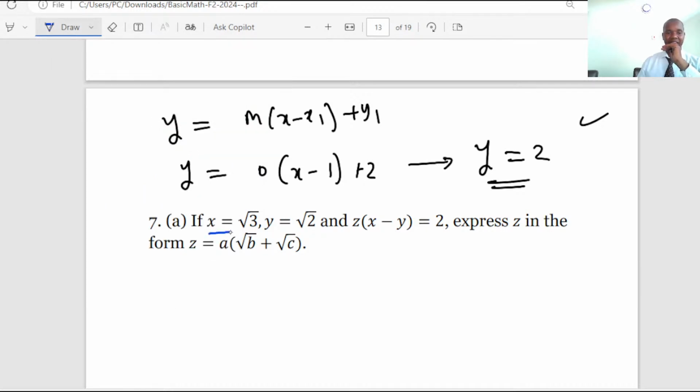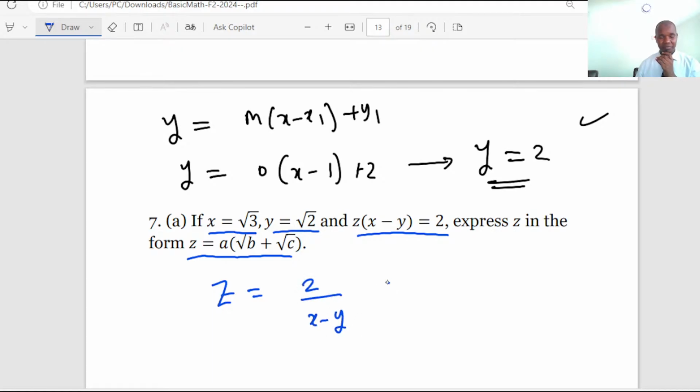We were given x equals square root of 3, y equals square root of 2, and we were given an expression connecting z, x, and y. And we're supposed to express z in the form of a rationalized denominator. So from here, I'll be making z the subject. So z will be equal to 2 over x minus y, and this is going to be 2 over square root of 3 minus square root of 2.